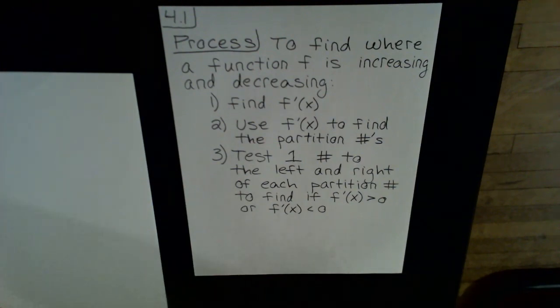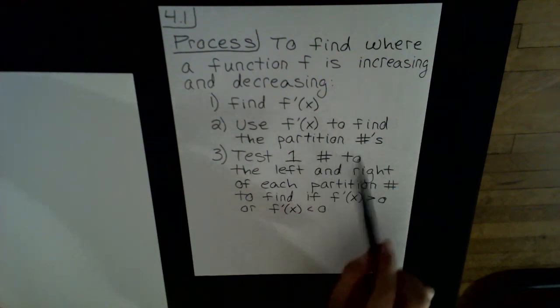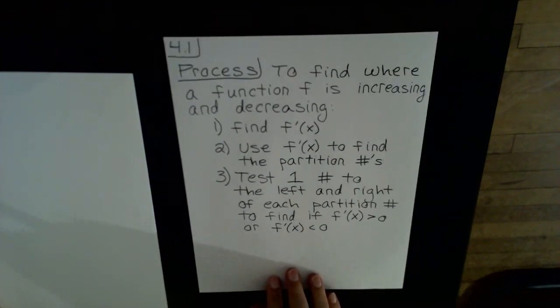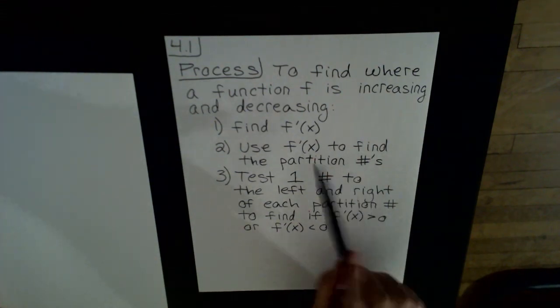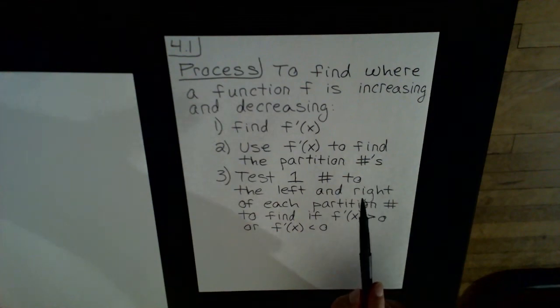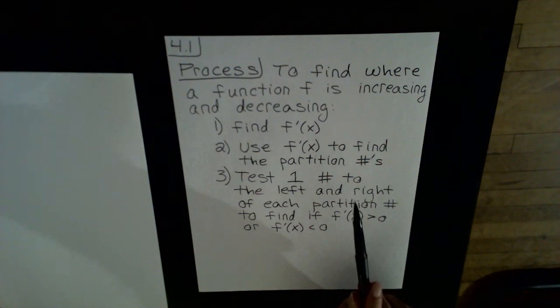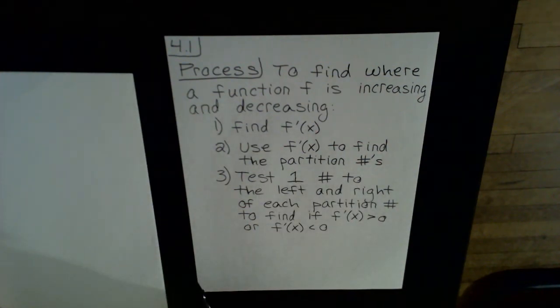And then from there, we are going to use the first derivative, so use f prime of x, to find the partition numbers. So remember, we just said to find the partition numbers, you take the first derivative's numerator and the first derivative's denominator, the top and bottom of your fraction, and you set each of them equal to 0, that will give you the partition numbers.